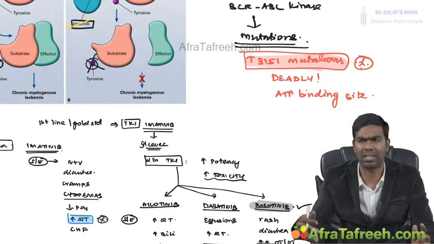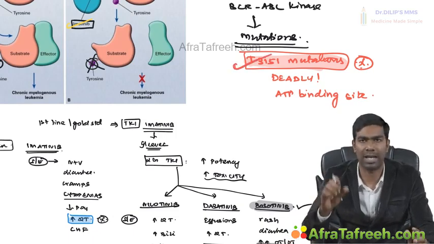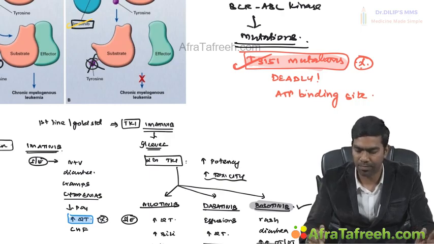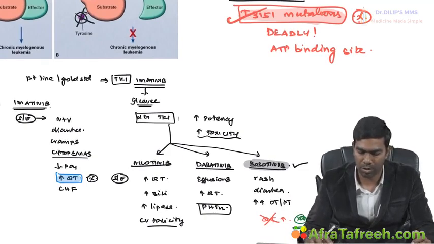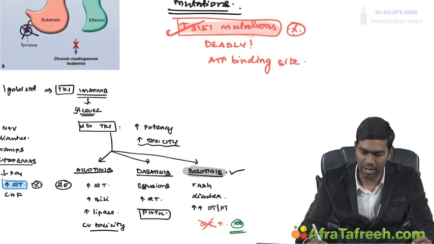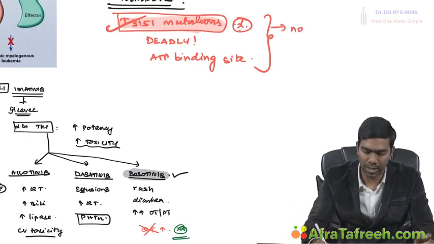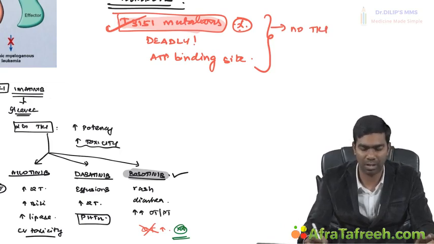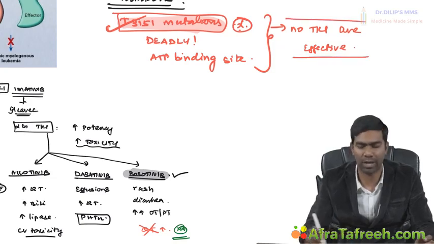A lot of other mutations are also there, I think 3-4 others, but none is as significant as the T315I mutation. This is a very, very, very important mutation. Clear? Remember why this mutation is very deadly: none of the TKIs will be effective. No TKIs are effective for this mutation. Once this mutation comes, no TKIs are going to be effective for T315I.